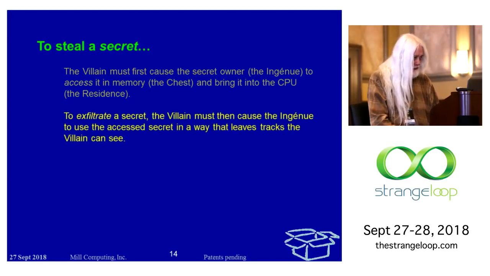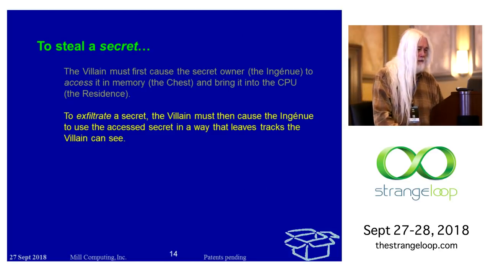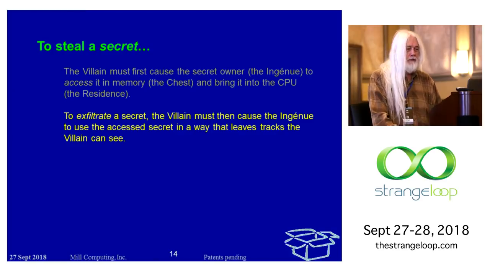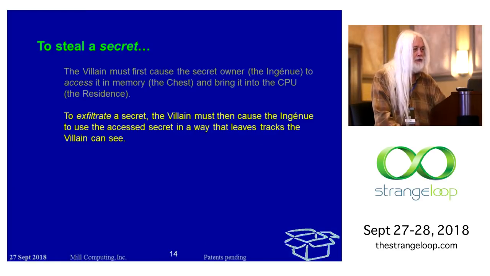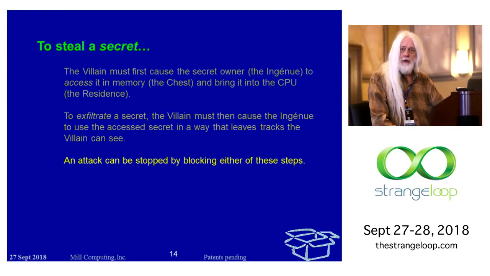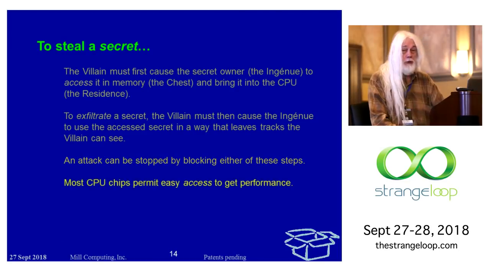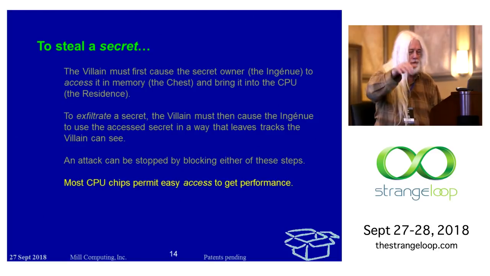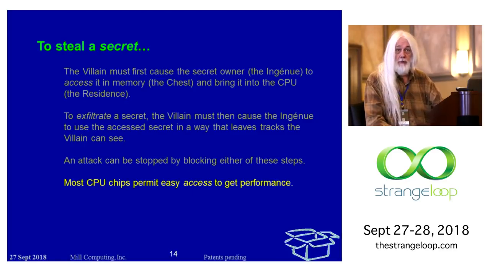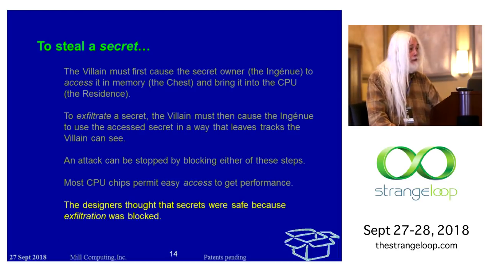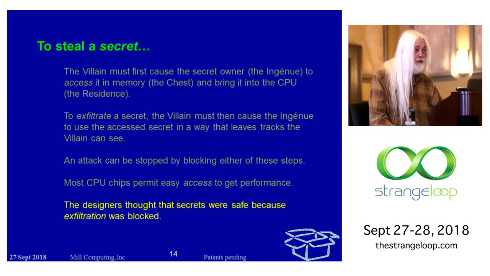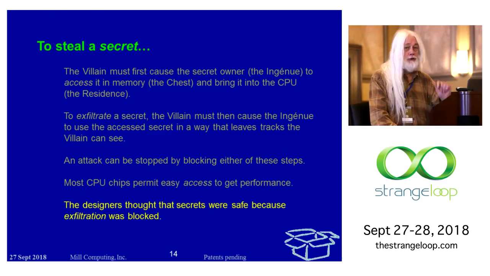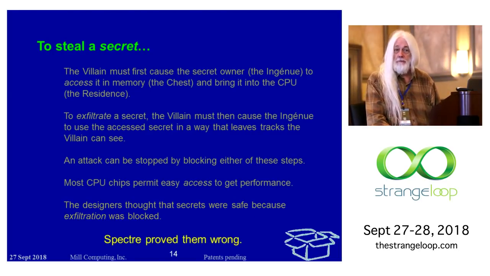To exfiltrate it, he must then force the ingenue to do something with the secret in a way that leaves tracks. The ingenue is not going to let him get at the secret, but if there are tracks, maybe the villain can find out from the tracks what the secret value actually was. You can stop such an attack by blocking the access or the exfiltration. Historically, most of the CPU chips, all the ones in your laptops here and massive servers and what have you, permit easy access because that's required to get performance, at least in the traditional microarchitectures. The designers thought that they were safe because they had blocked exfiltration. They didn't care about the access because both steps are required. Unfortunately, Spectre proved them wrong.